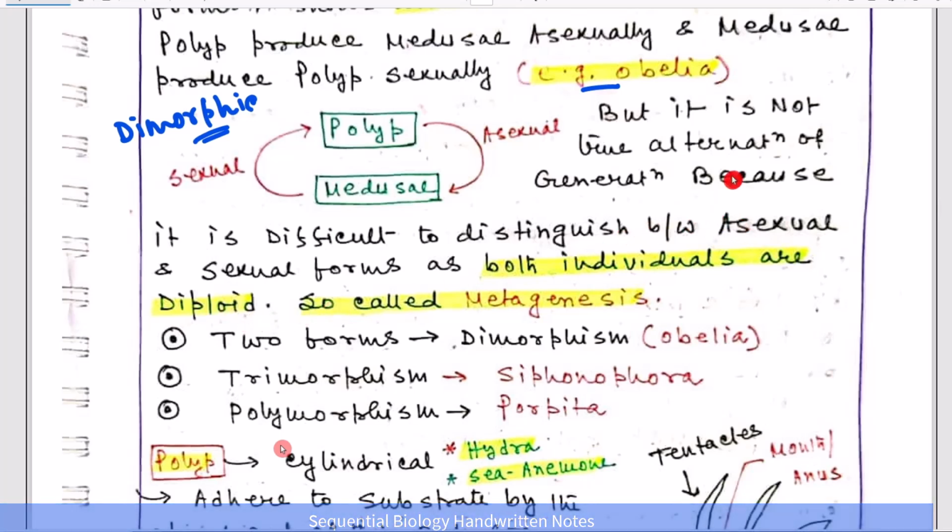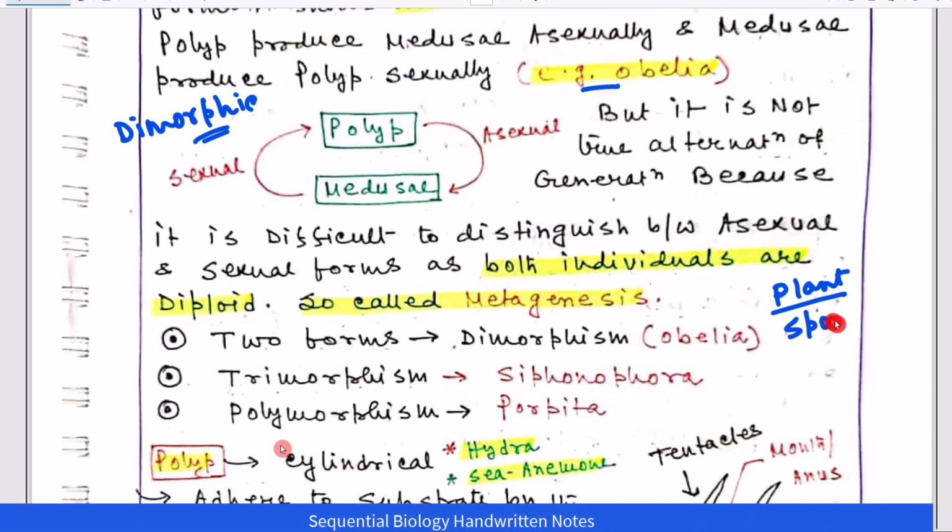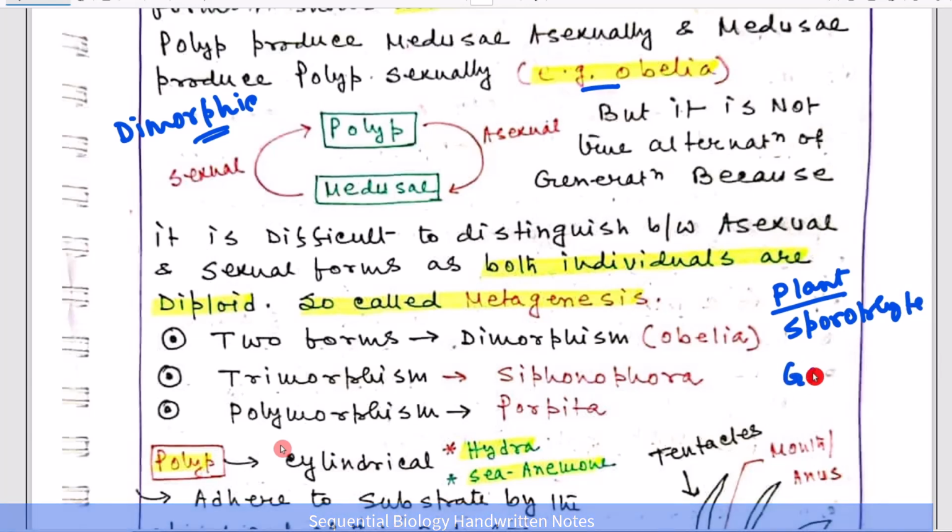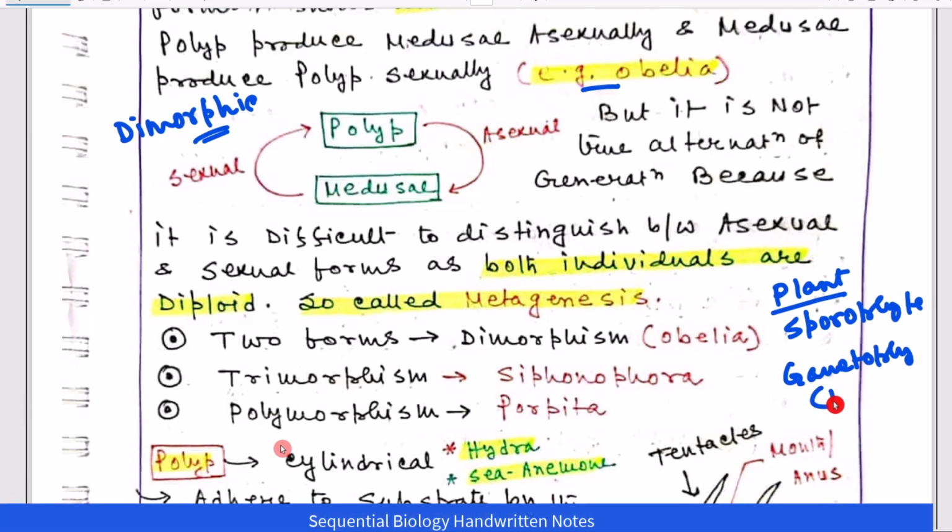In the case of true alternation of generation, we know it can be found in plants, and in plants two generations can be found. One is sporophyte and another is gametophyte. Any haploid structure in the plant body is known as gametophyte, and sporophyte is always diploid.